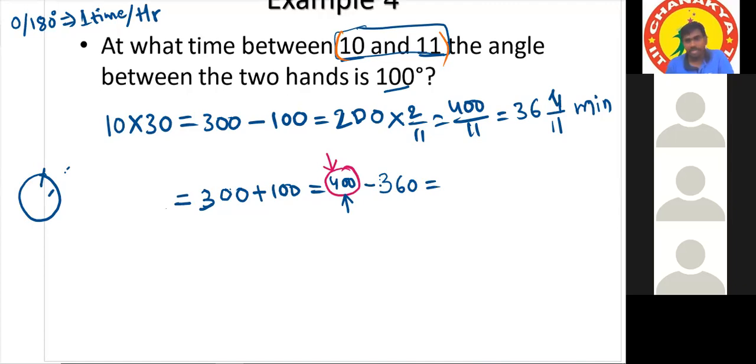Okay, sir. Right. So here the angle is of 40 degree. 40 into 2 by 11, it will be 80 by 11. 80 by 11. So 7 times it is 77, remainder 3 by 11 minutes. So that is the another timing. Got it? Yes.